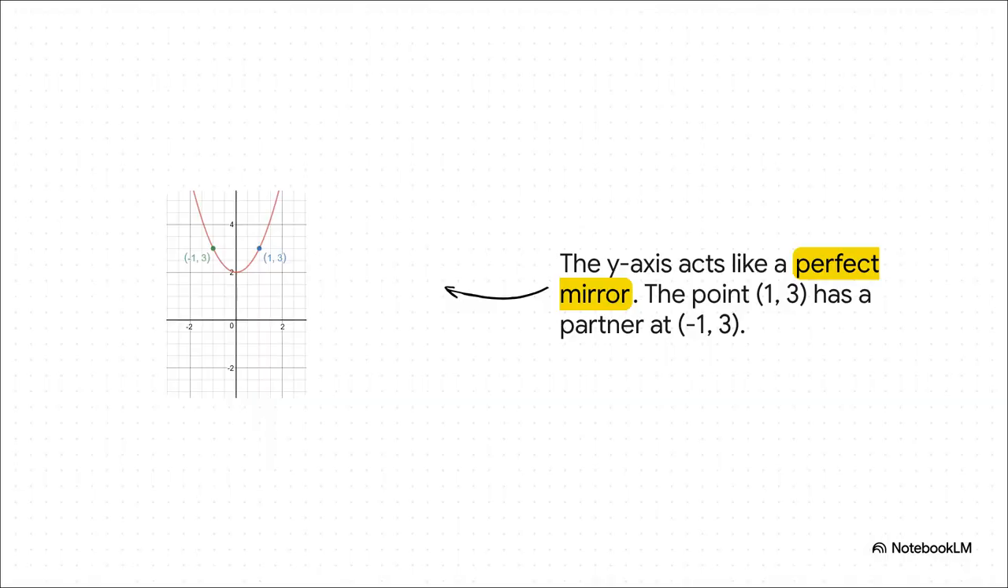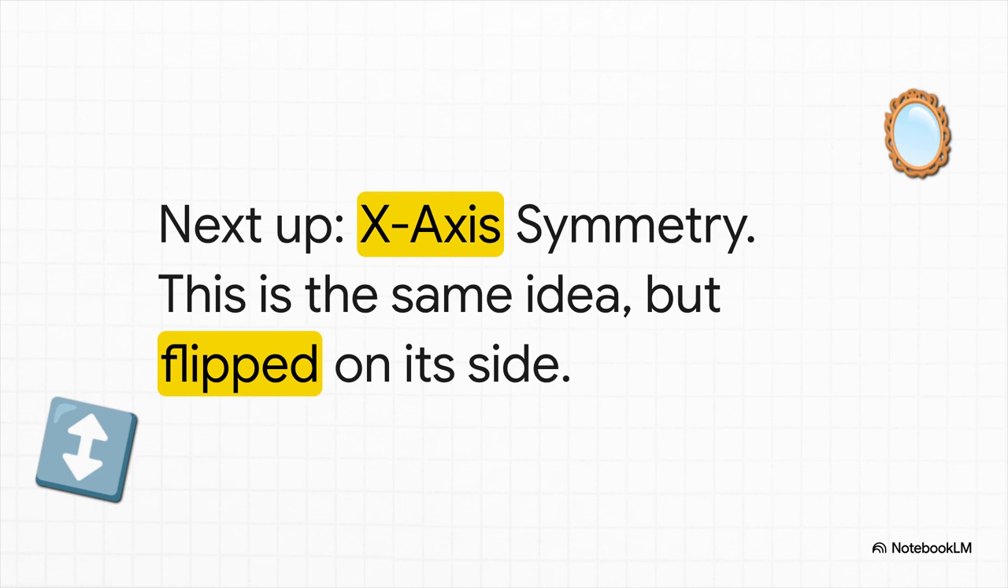So with y-axis symmetry, that vertical y-axis acts like a perfect mirror. For any point on the graph, say the point (1, 3) right here, its mirror image partner, (-1, 3), has to be on the graph too. See how the y value is the same, but the x value just flips its sign? That's the key.